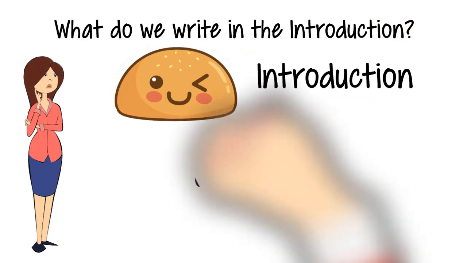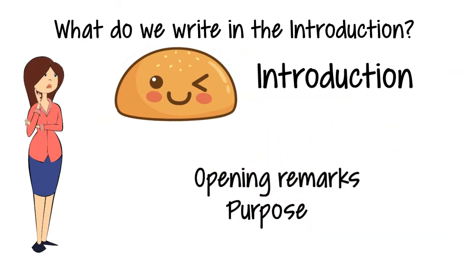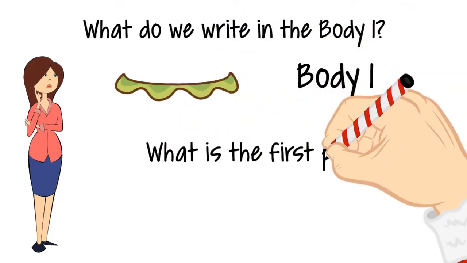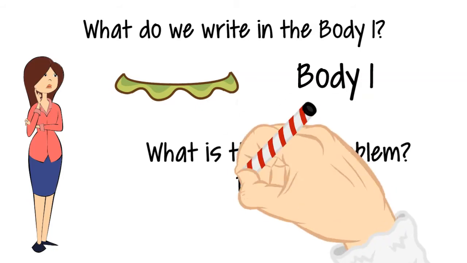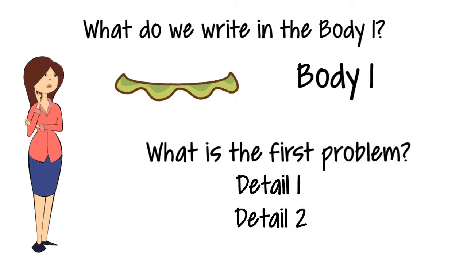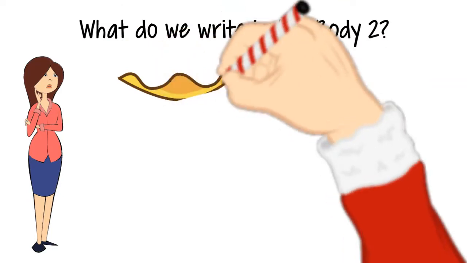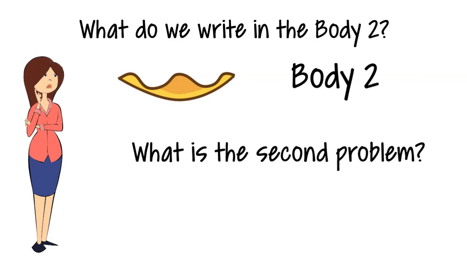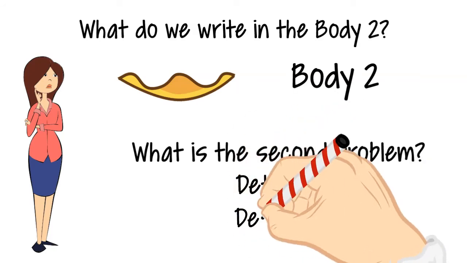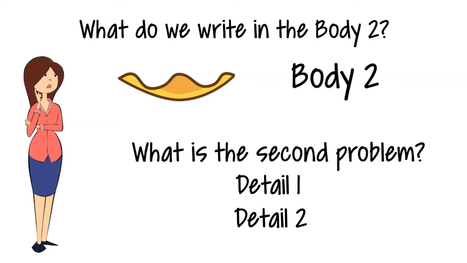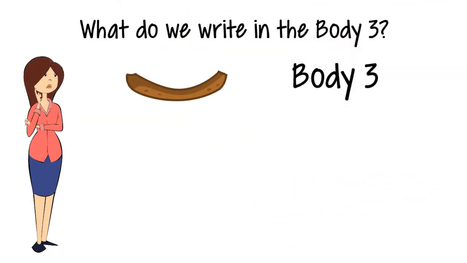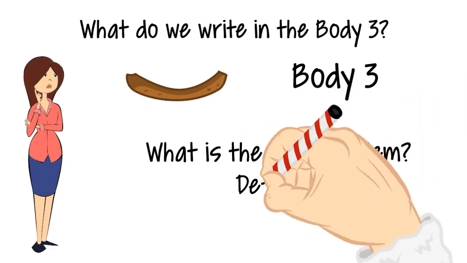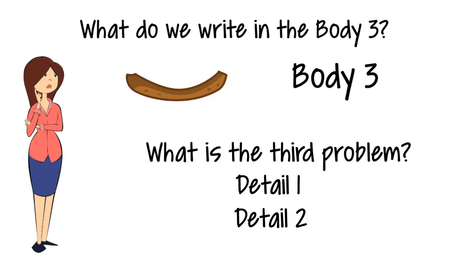For the introduction, you need to have opening remarks and the purpose of the letter. As for body 1, you need to write what is the first problem and elaborate on it by giving detail number 1 and detail number 2. For body 2, you write the second problem and elaborate again with detail number 1 and detail number 2. As for body 3, you write the third problem and elaborate with detail number 1 and detail number 2.